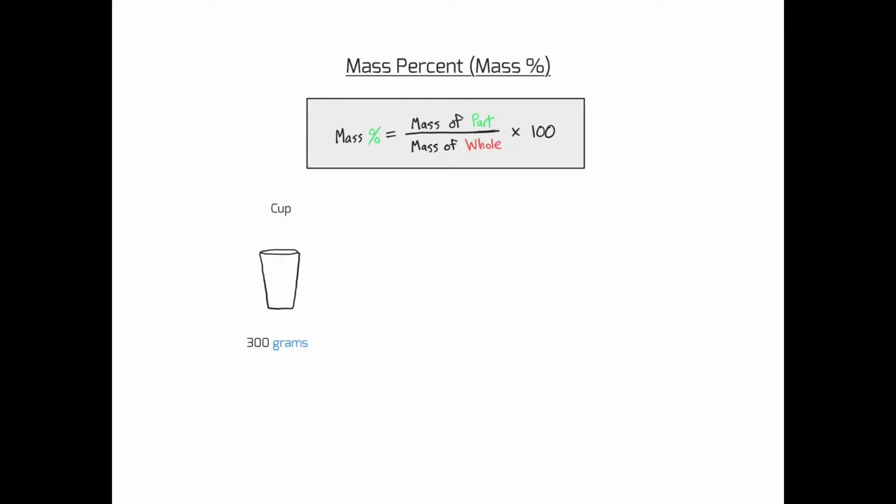Let's say that we have an empty cup that has a mass of 300 grams. And we also have 700 grams of water. So when we put the water into the cup, now we have a total that has a mass of 1,000 grams. Right, because we've added our 700 grams of water to our 300 grams of cup.